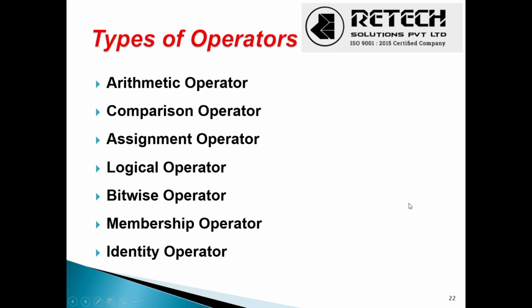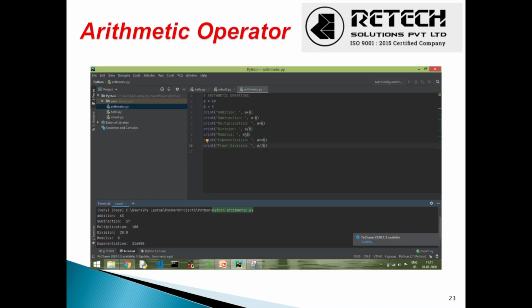Types of operators. In Python, we have seven types of operators: arithmetic operator, comparison operator, assignment operator, logical operator, bitwise operator, membership operator, and identity operator. We will see each of these in depth in the coming sessions. The first operator is the arithmetic operator. Arithmetic operators are addition, subtraction, multiplication, division, modulus, exponent, and floor division. These are the subcategories of the arithmetic operator.